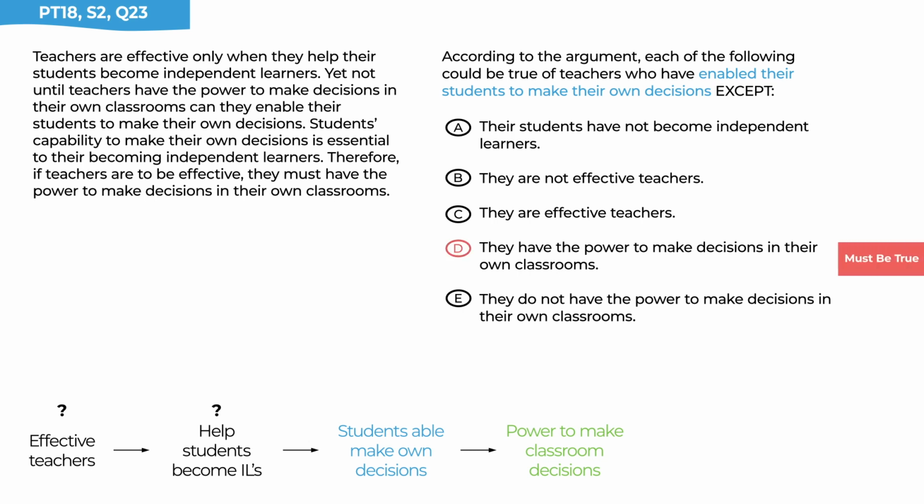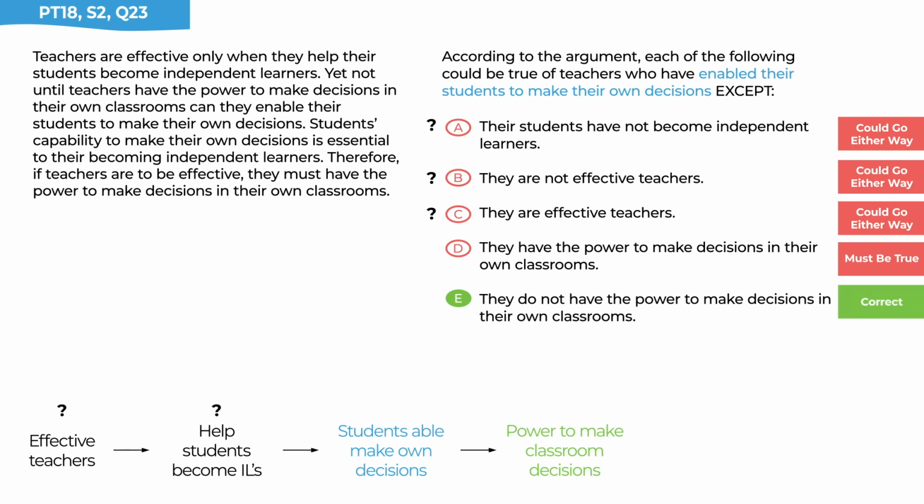So D is wrong. We're looking for something that must be false, and D must be true. A, B, and C are dealing with those unknowns. We don't have the ability to go backwards, so we have no idea whether or not they're effective. We have no idea whether or not they're helping their students become independent learners. E, meanwhile, contradicts the inference we were able to make. We know they have the power to make decisions in their classroom, so E is contradicting that, saying, no, they don't. They don't have the power. So E is our correct answer.